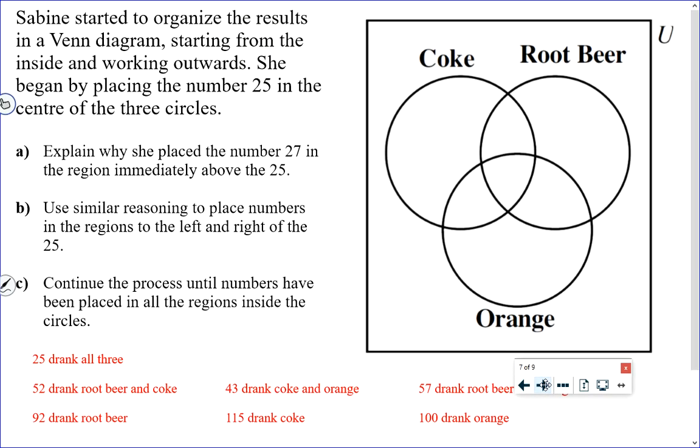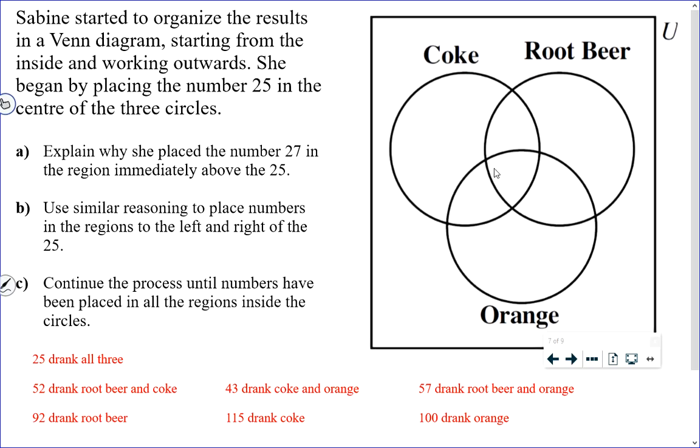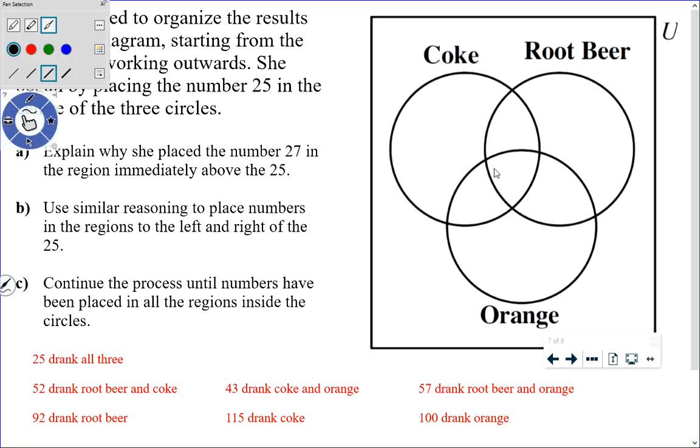So here goes. I've got all of the information at the bottom of the screen, so I can refer to it. Sabine started to organize the results in a Venn diagram, starting from the inside and working out, and she put the number 25 in the middle. I hope it's clear why 25 goes in the middle. The reason 25 goes in the middle is because of this statement here. 25 drank all 3. It says, explain why Sabine put the number 27 here.